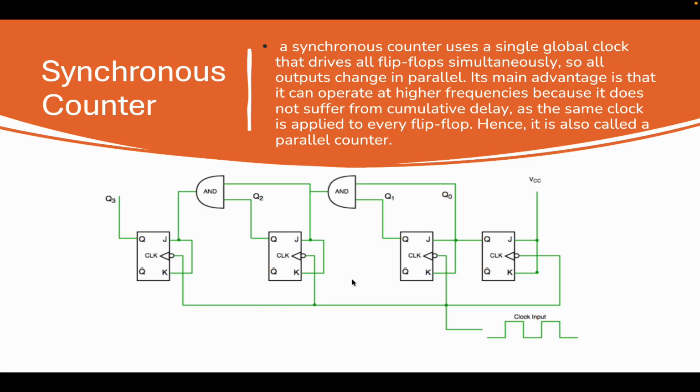Hence it is also called a parallel counter, because it is giving the clock pulse simultaneously to all the flip-flops. So parallelly it is working. That's why it's called a parallel counter. Here also it is given the clock, so all the outputs change in parallel. It means when you are giving any input, all the four flip-flops will be updated in the same clock cycle.